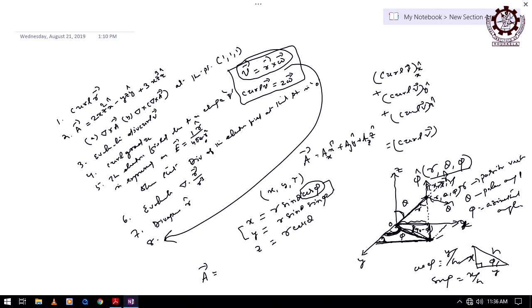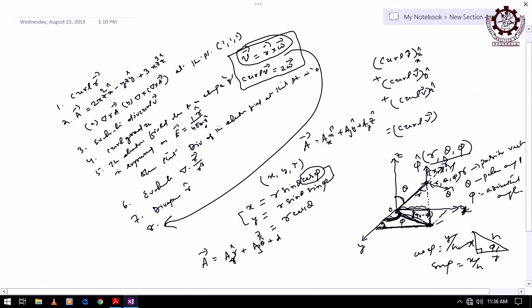Then this vector A can be represented as A_r r cap plus A_theta theta cap plus A_phi phi cap. Because they have components, not like A_x, A_y, A_z, rather it is A_r, A_theta, A_phi, and accordingly they are multiplied by their respective unit vectors r cap, theta cap and phi cap.